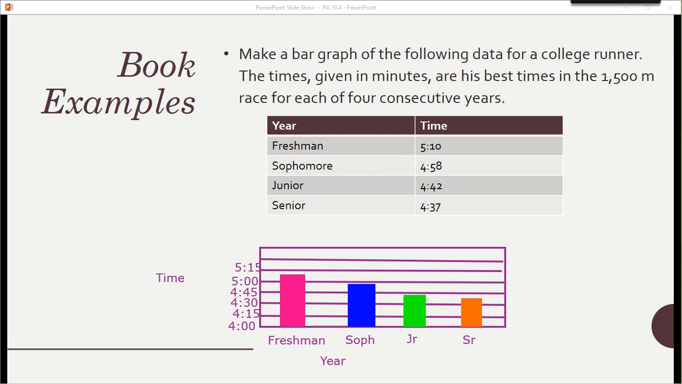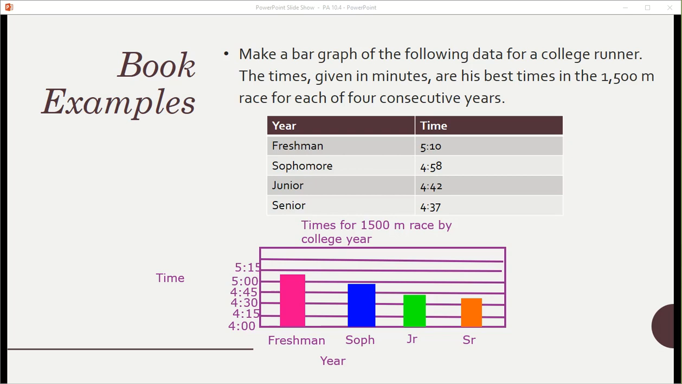We also need to give a title for the entire graph. So for this, you might want to put something that relates the information. It's a way to communicate what information is given. So in the problem, it tells us these are times. These are college runners' times for the 1,500 meter race. So something like that. As long as your title explains what type of information you're given, it doesn't necessarily have to always match exactly what the book says.